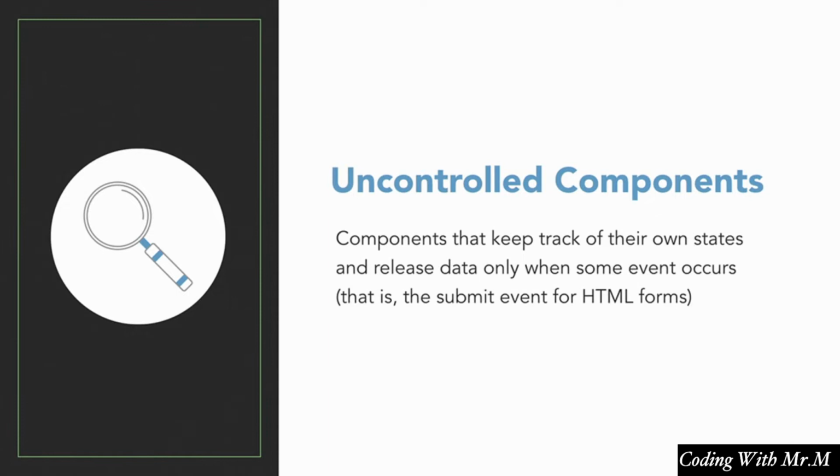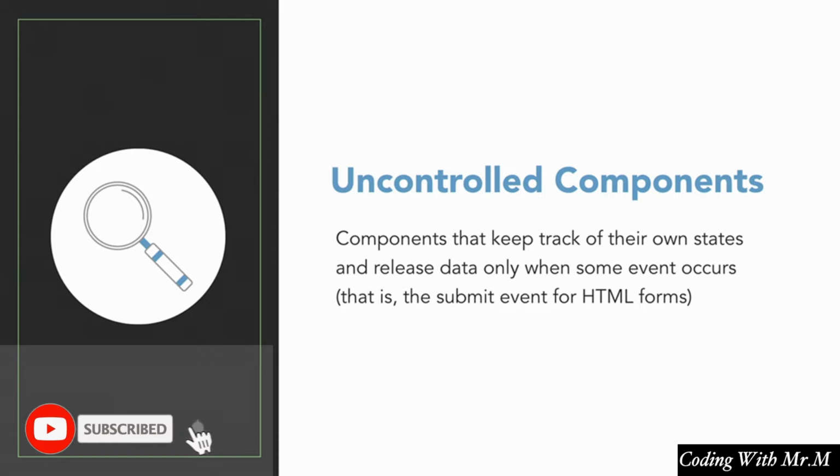First, let's start off by defining uncontrolled components. Uncontrolled components are basically React components where the component itself keeps track of all its own internal state. And really the only time we get data out of that component is when some event occurs. So this would be in the case of, let's say, a form. When the user hits the submit button, in an uncontrolled form, that would be the only time we actually know what values the inputs of that form contain.